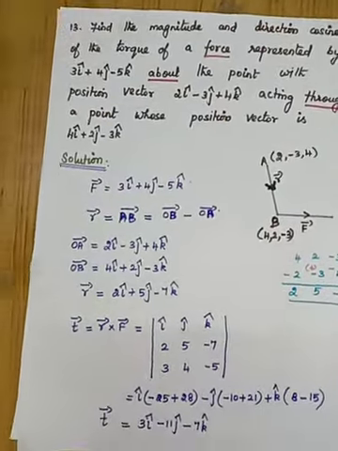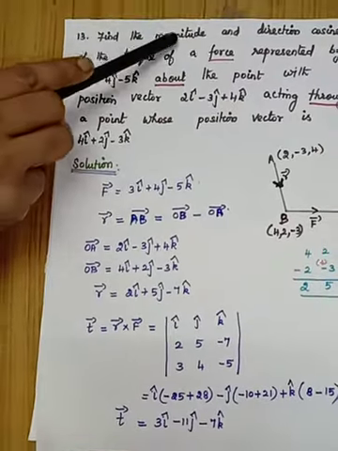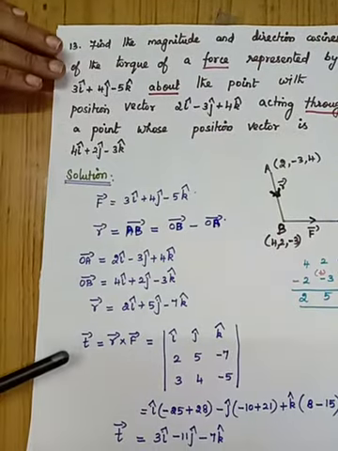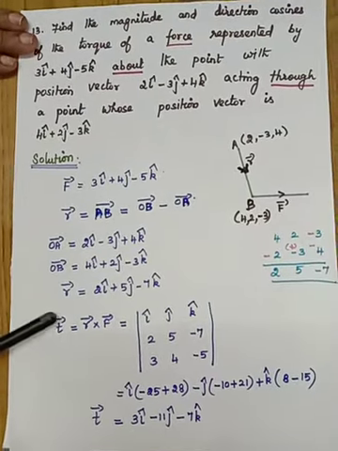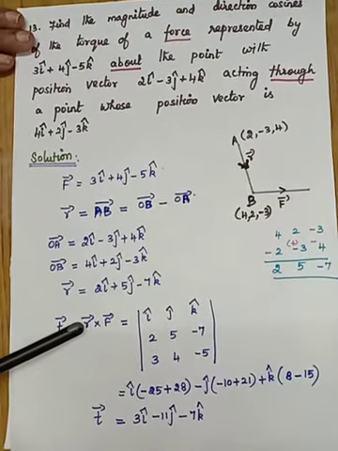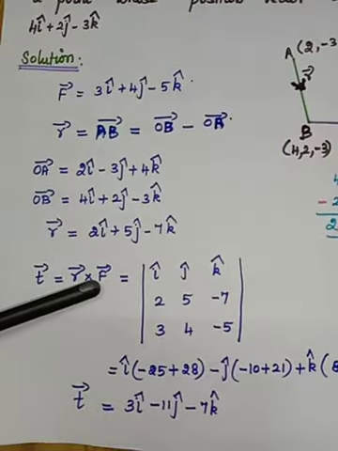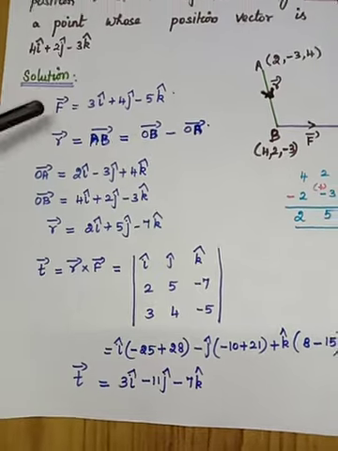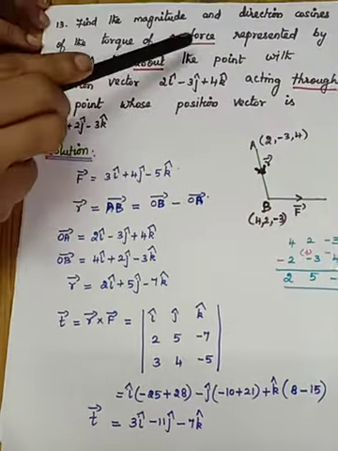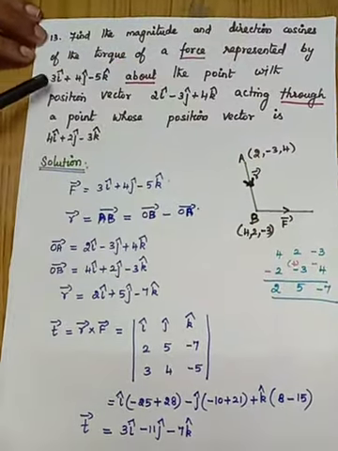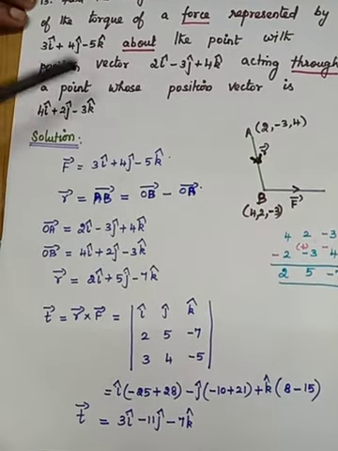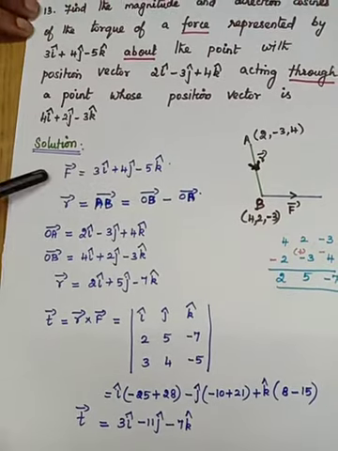So what is asked? The magnitude and direction cosines of the torque. So the formula is nothing but T vector is equal to R vector cross F vector. So what is F vector? F vector is a force. So F vector, what is given? The force represented by 3i cap plus 4j cap minus 5k cap. So this is F vector.